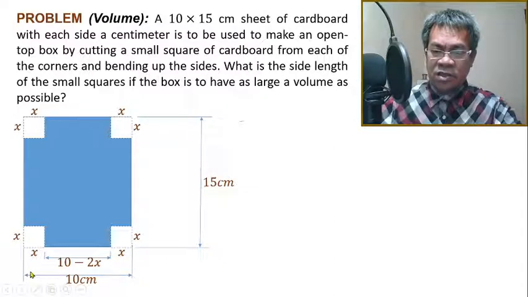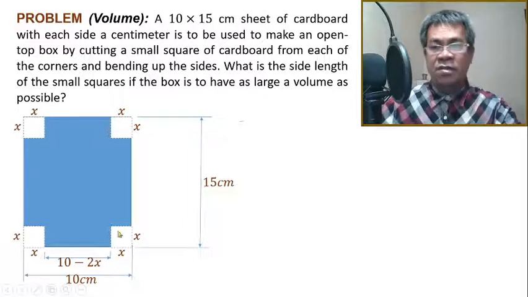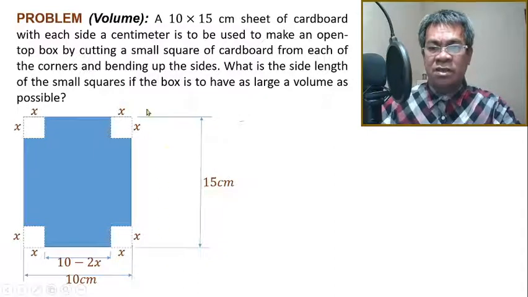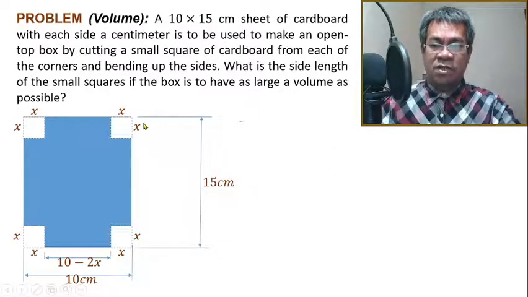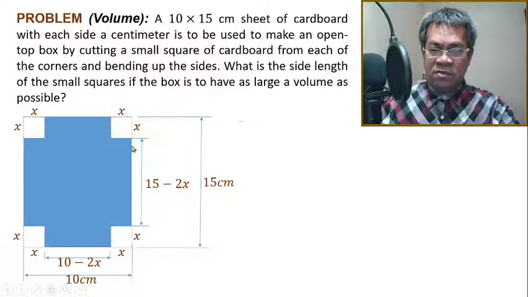If this is x, and this is x, now take note, this is 10 centimeters. So the 10 centimeters was cut by 2 x's. So there are 2x that can be cut from the 10. So it should be 10 minus 2x. The remaining length of the 10 centimeters becomes 10 minus 2x. We don't know x, remember? Now what about the side of the 15 centimeters? The 15 centimeters was cut by 2 x's again, so the 15 was subtracted by 2x. So this is 15 minus 2x, and this is 10 minus 2x.